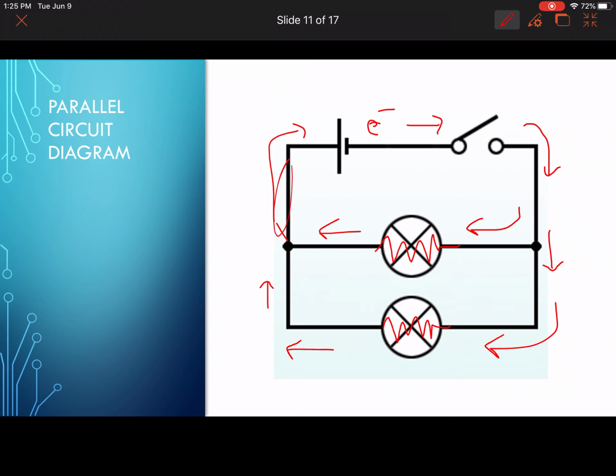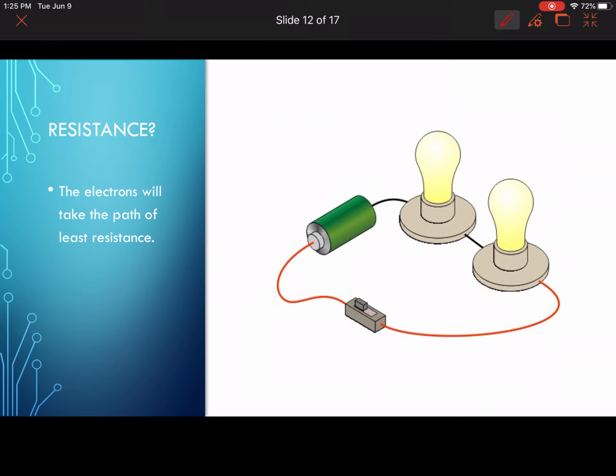So you can draw that down there, and just remember, so with circuits in parallel, the electrons are going to have a choice of path. Now, we're going to talk about the concept of resistance here. So how does resistance fit into this? Basically, the electrons are always going to take the path of least resistance. You may have heard that term before, the path of least resistance.